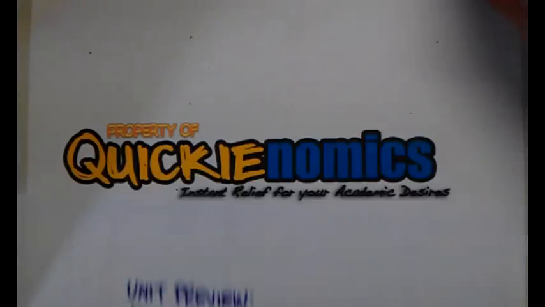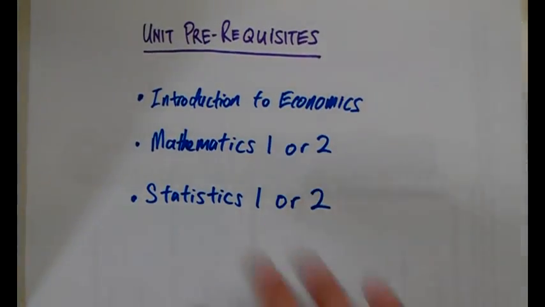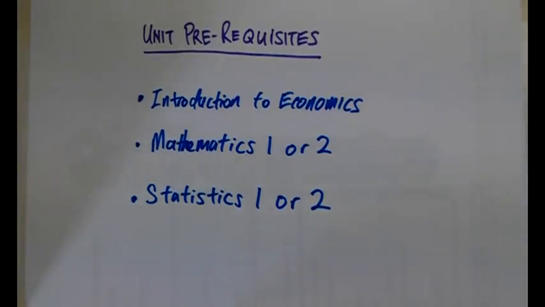Let's go through the first thing first: the unit prerequisites. What do you need to be eligible to take EOE? You're going to need Introduction to Economics for sure, so you have to pass that, and you need either Mathematics 1 or 2. If you don't have Maths 2, you can still take this unit. Stats 1 or Stats 2, same thing. You don't need to have Stats 2, you just need to have Stats 1.